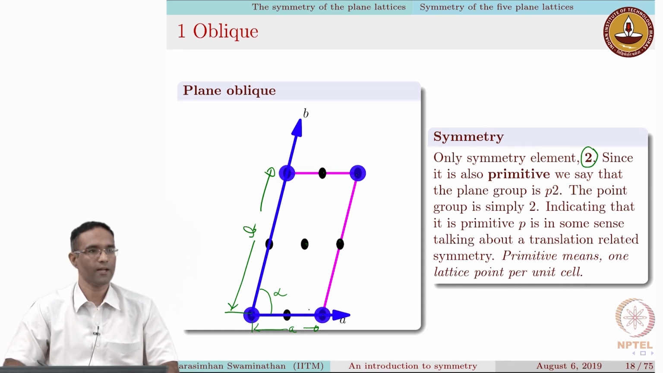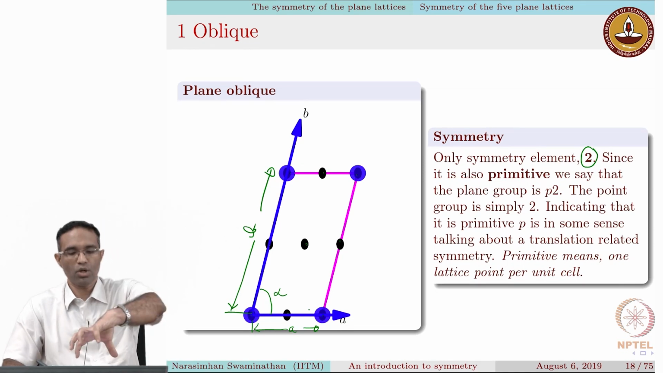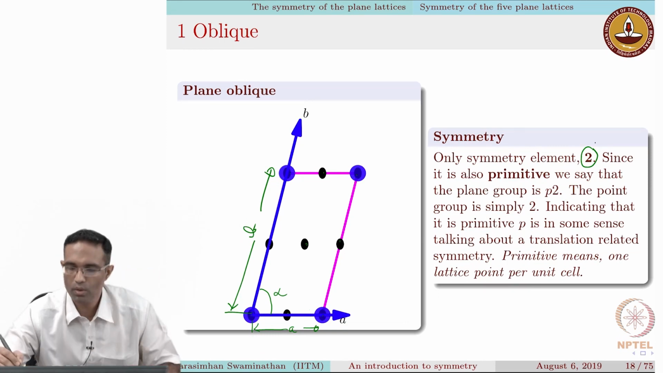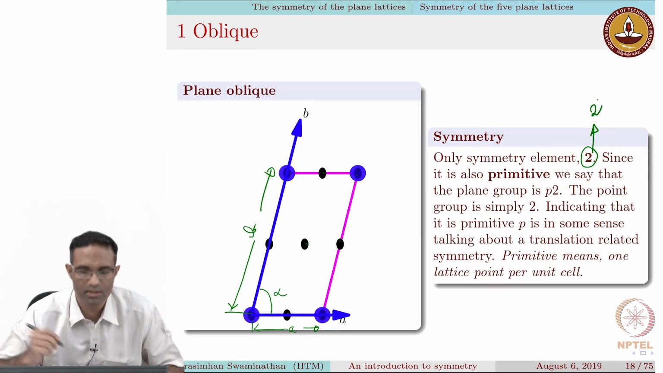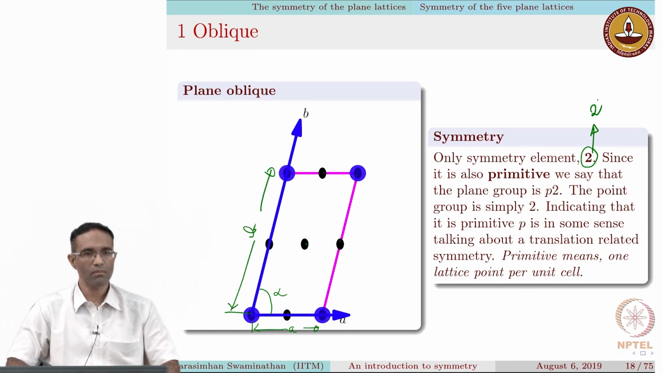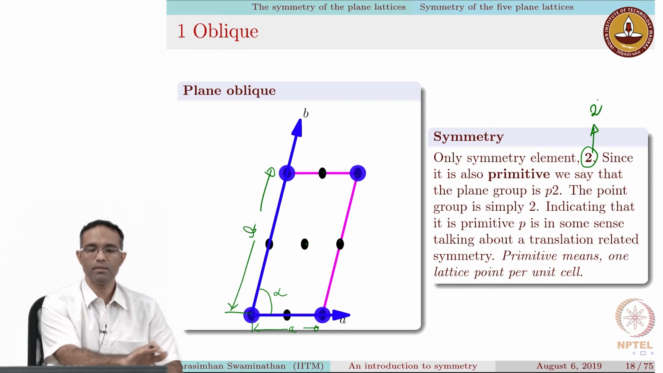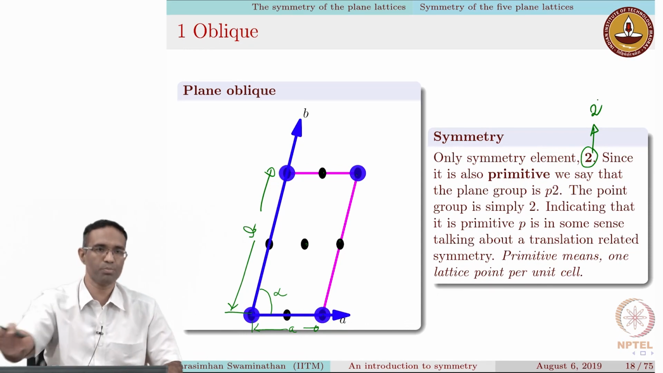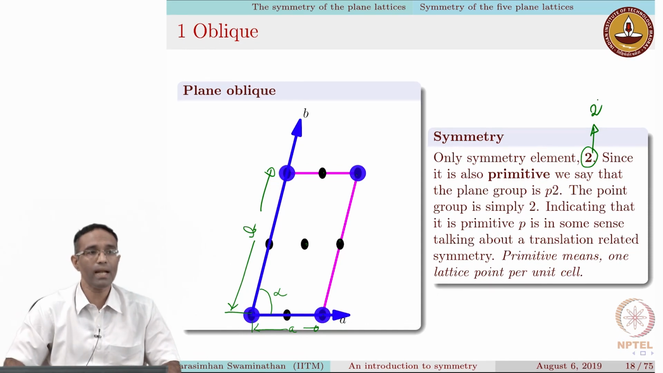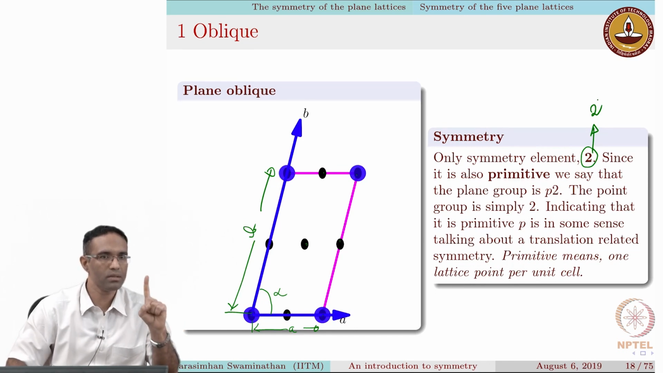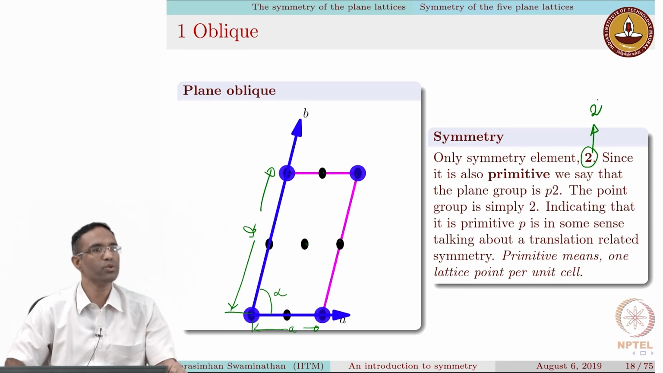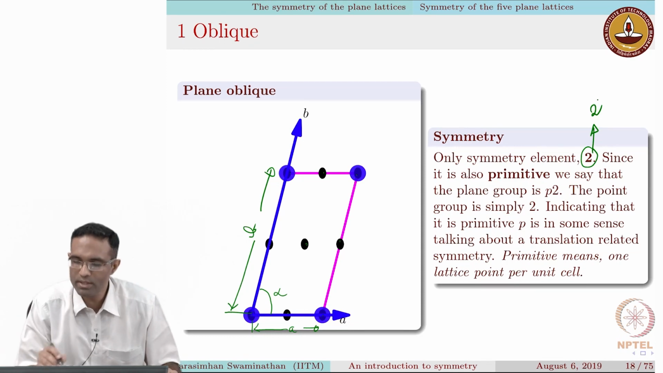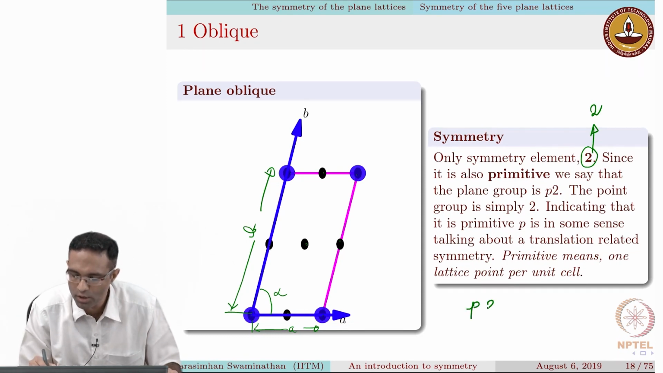all these points. Okay. Now we just talked about symmetry. We just talked about rotation, rotation alone. So the symmetry element 2 is present, right? Now if this were a unit cell covering the entire 2D space, how many lattice points are actually present per unit cell? Only one lattice point is present per unit cell. Therefore it is of what type? Primitive. Therefore we say that the plane group is P2.